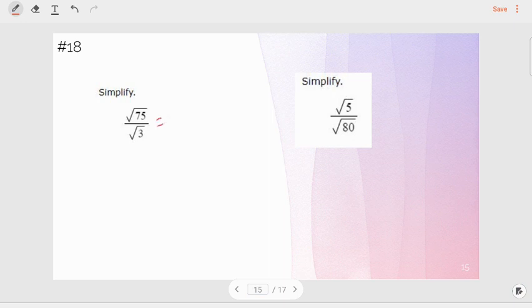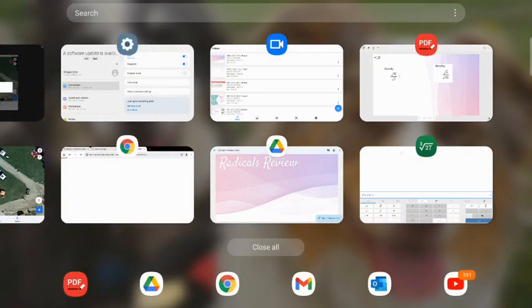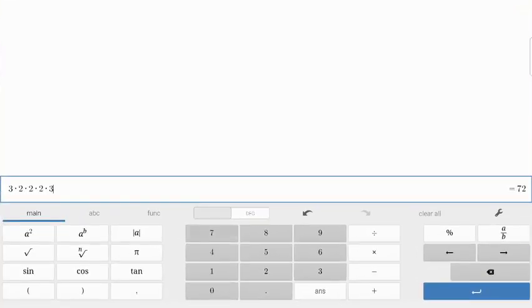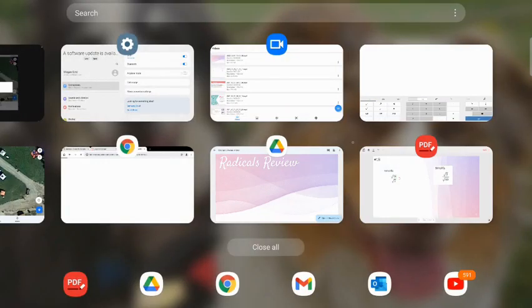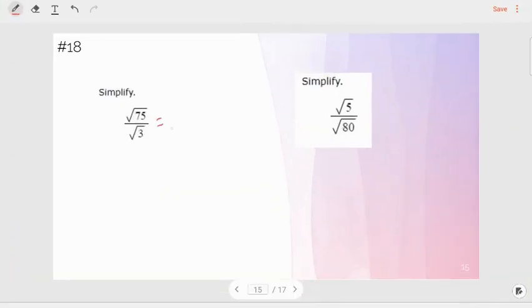Now, sometimes this looks super overwhelming, and I can't really simplify either of these. Neither of them are perfect squares. Now, I'm going to take a shortcut on this problem. I want you to take that fraction. I'm actually going to go back to it so you can see it. And I'm going to rewrite it as one big radical, 75 over 3, pardon me.